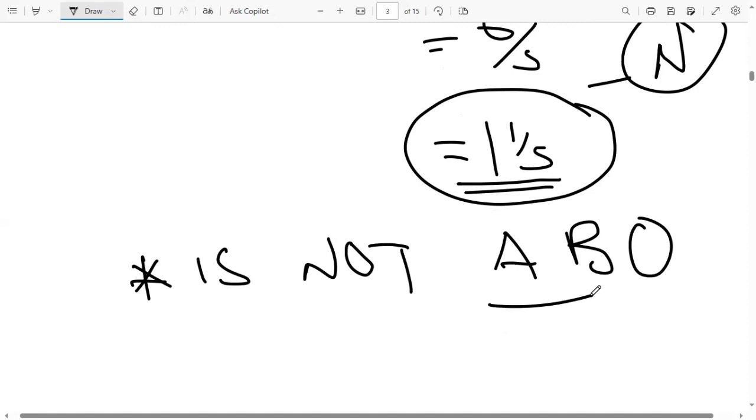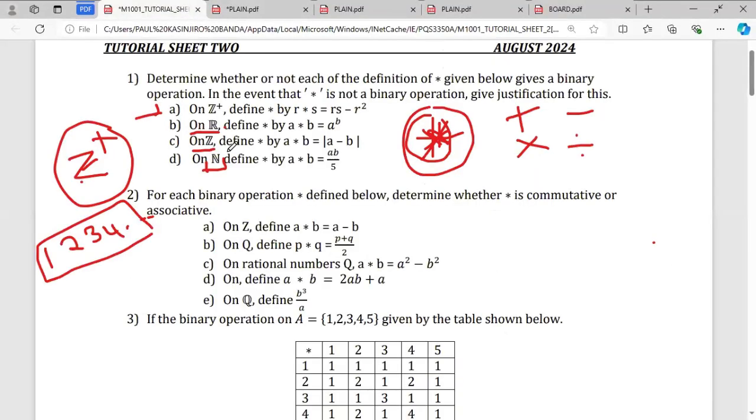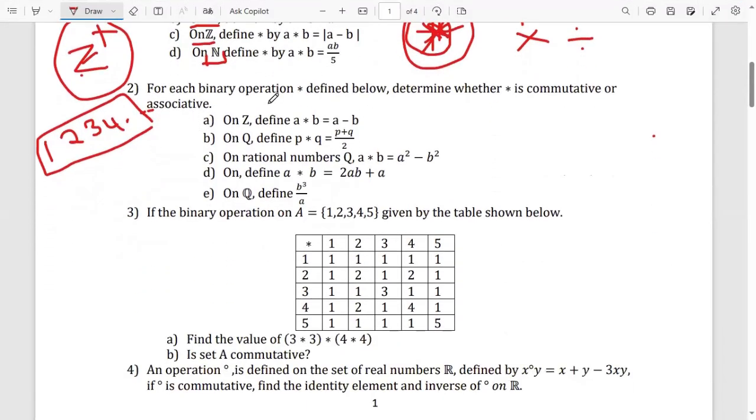Okay, so that's how you can solve questions on question 1. I have solved all of them. So let's go to question 2. Question 2. Okay, so they're saying for each binary operation star. Here they have given you that this is a binary operation. Determine whether this star is commutative or associative. So how do you do that?